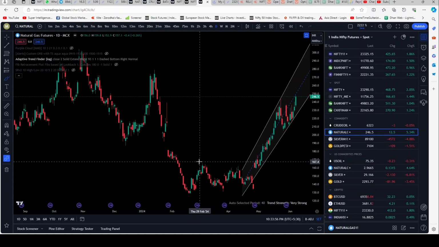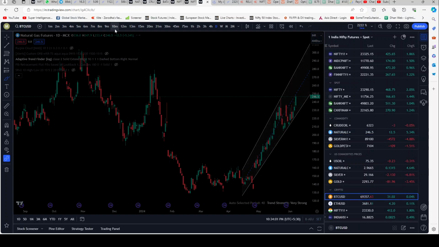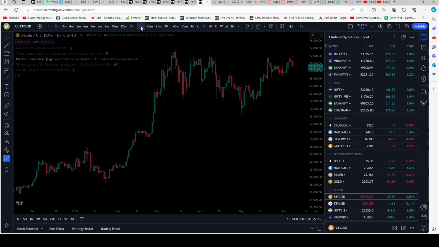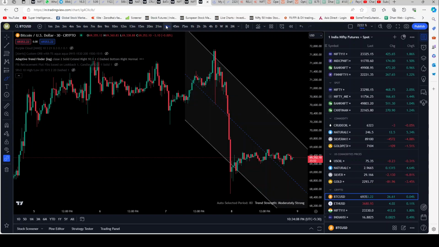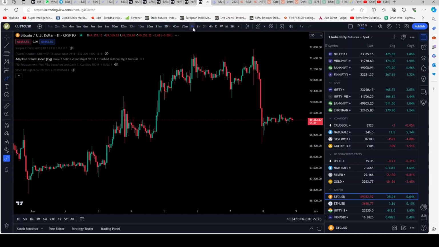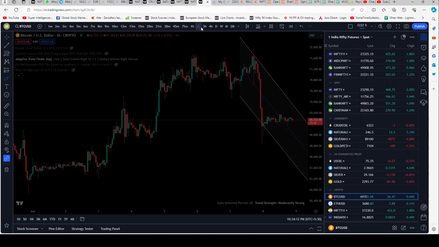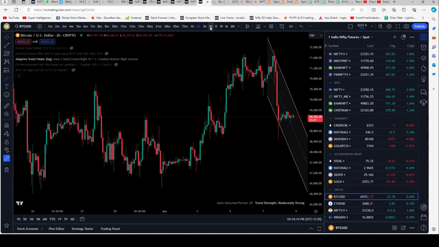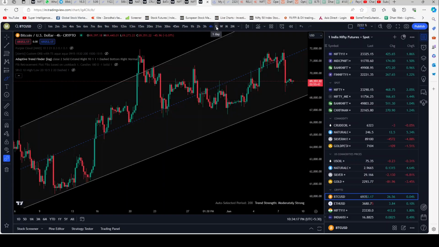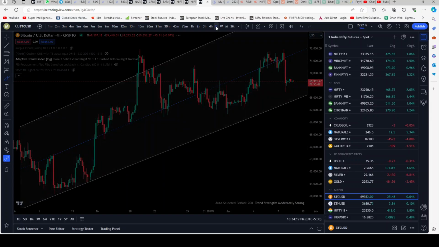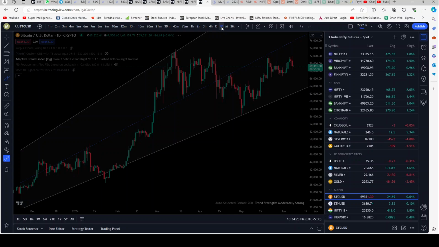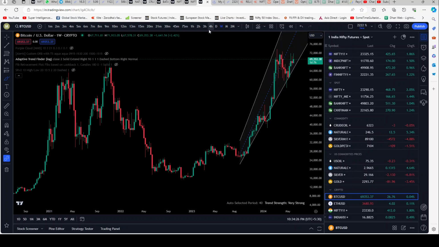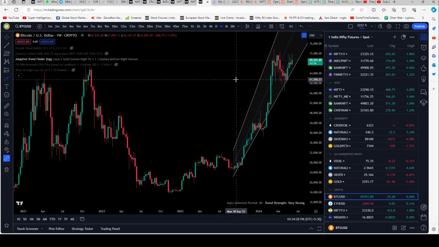You can do the same thing with Bitcoin. Let's not do Bitcoin from 5 minutes. Let's do Bitcoin, say, start from 15 minutes. All right. It's in a downtrend. 30 minutes. It's in a downtrend. 1 hour. It's in a downtrend. 2 hours. Downtrend. 4 hours. Uptrend. 1 day. Uptrend. Weekly. Uptrend.